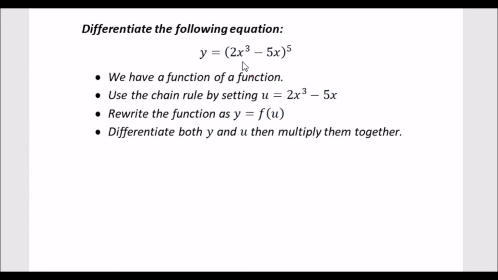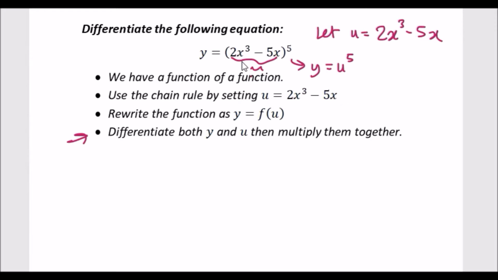Let's let this entire part of the equation equal u. So let me write that there. Let this one be u. So we can say let u equal 2x cubed minus 5x. And the key idea really is to then notice that since this entire part is u, this is the same as y equals u to the power of 5. And finally, all we have to really do is simply differentiate both these equations and then multiply them together.